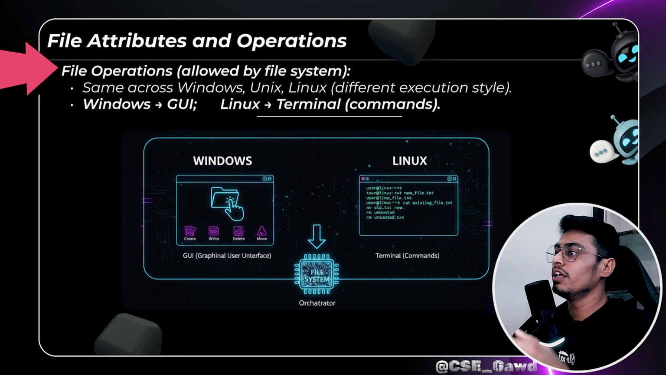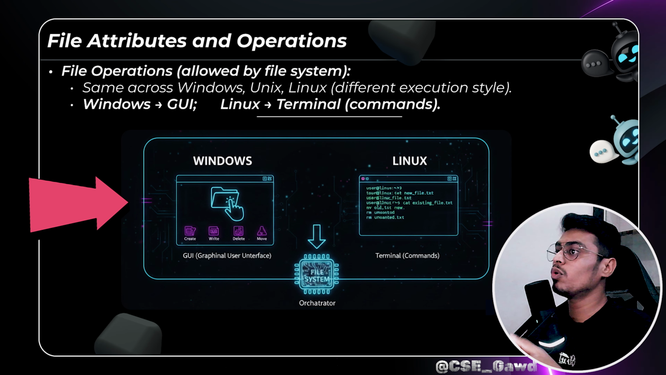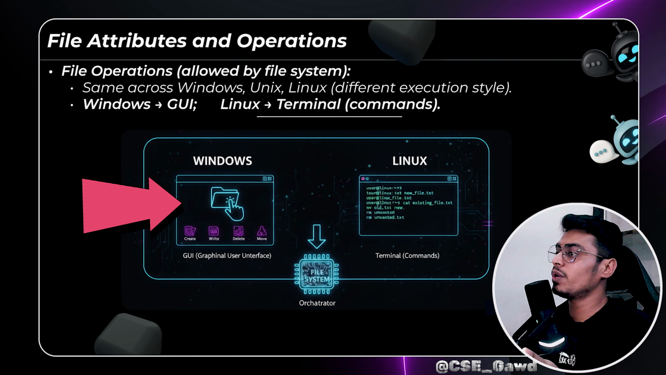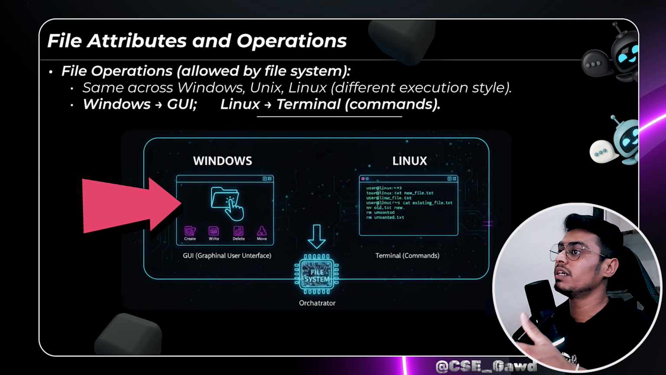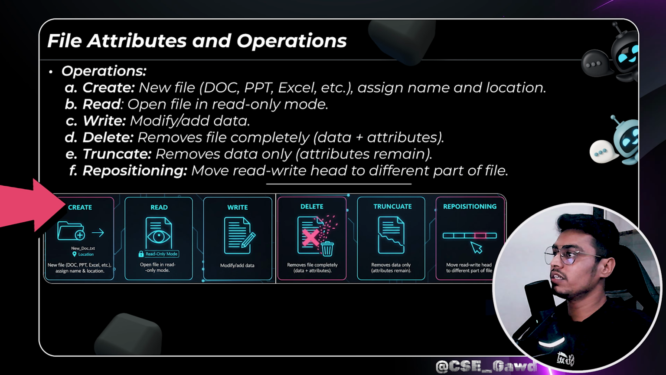Now file operations: what all operations can we do on a file, or what operations does the file system allow? Whether we talk about Windows, Unix or Linux, operations are all the same, but the way to execute them is different. Windows is purely GUI based, graphical user interface, but in Linux generally we work on a terminal, which is command based.